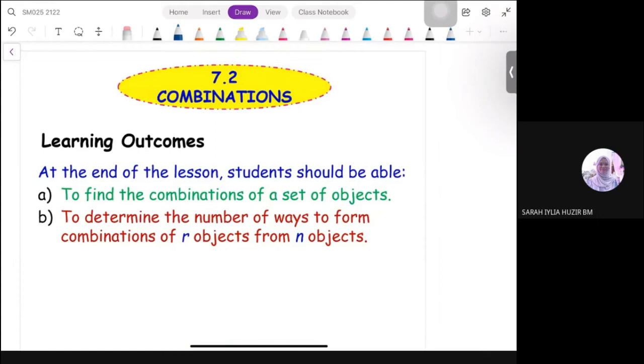In this video, we will learn about 7.2 combination. The learning outcome for this lesson is to find the combination of a set of objects and to determine the number of ways to form combinations of R objects from N objects. Senang cerita dia macam tadilah, macam permutation juga. But then, we will use a different button here, combination nCr instead of nPr. Alright.